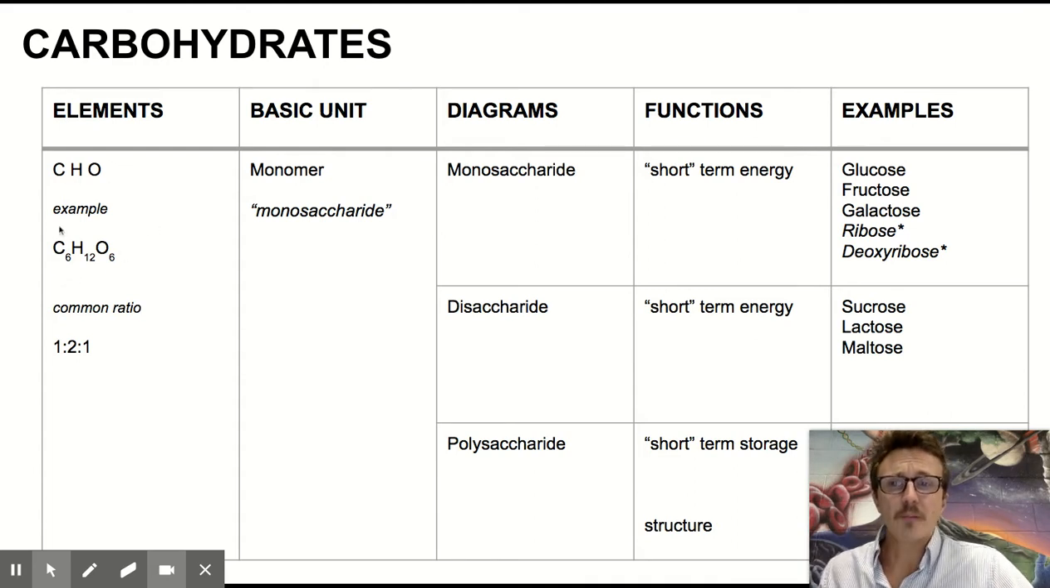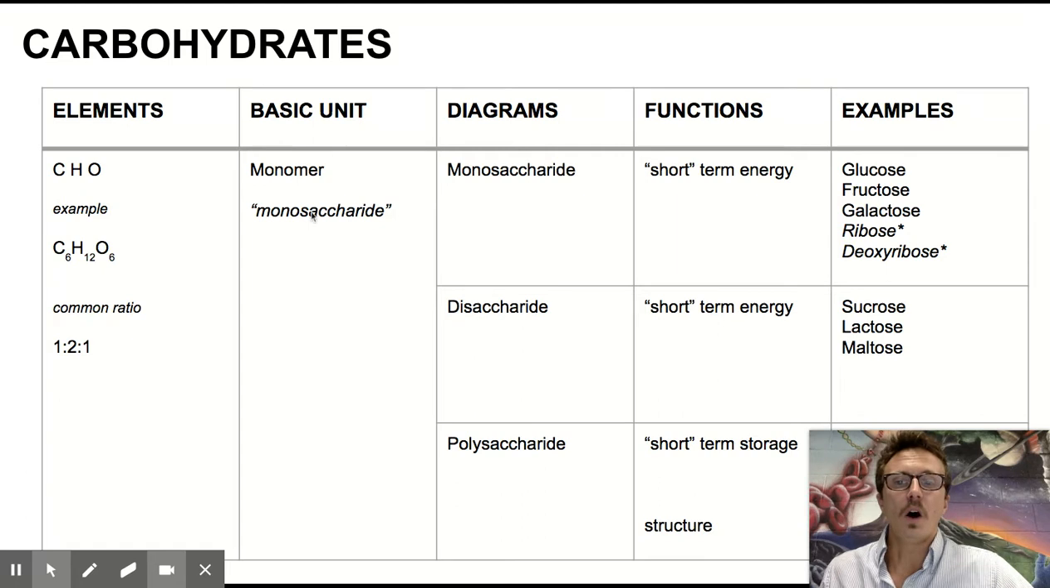Now, I have provided a very famous chemical formula of a carbohydrate. This could be the chemical formula of glucose, fructose, or even galactose. And we'll talk about that here in a second. Now, we typically see an interesting ratio existing in carbohydrates. We typically find that there's always twice as many hydrogens as there are carbons and oxygens. But this rule doesn't necessarily always apply as you get into the disaccharides and polysaccharides that we'll talk about here in a minute.